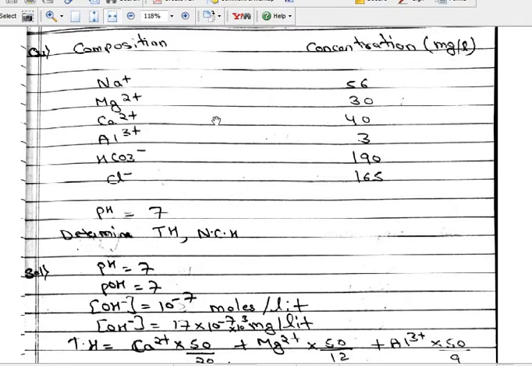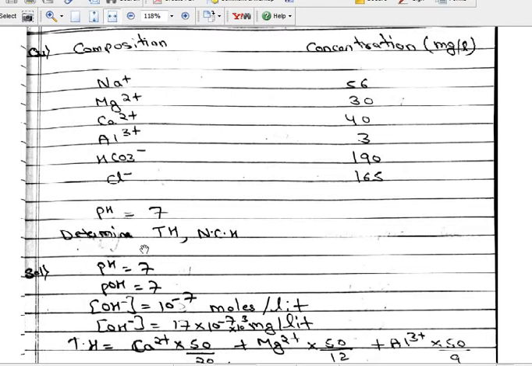So sodium, magnesium is 30, calcium is 40. Sodium is not required for total hardness. Aluminum is given here, so as aluminum data is given, you have to consider aluminum also. Bicarbonate concentration is given as 190 mg per liter, and chloride ion concentration is also given, but chloride ion concentration is actually not required for determining the hardness. And pH of water is given as 7.